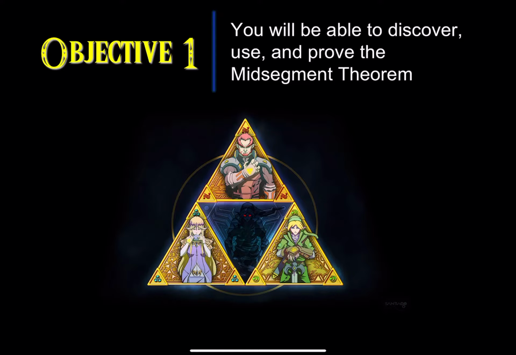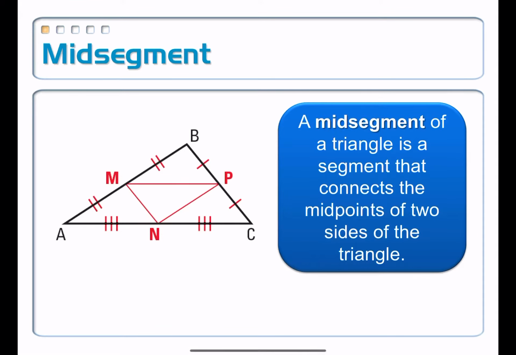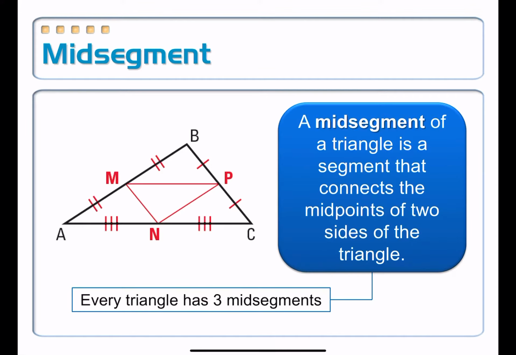So speaking of midsegments, this is what they are. A midsegment of a triangle is a segment that connects the midpoints of two sides of the triangle. And any triangle is going to have three different midsegments.